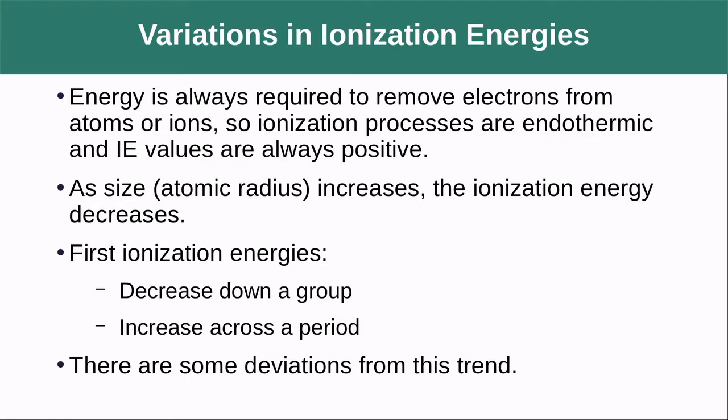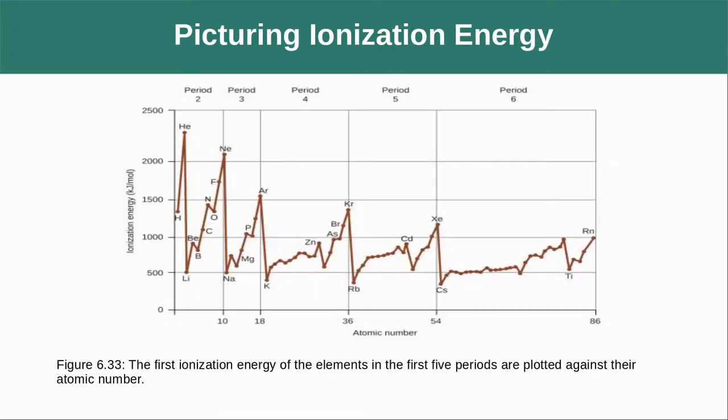What happens is as the size of the atomic radius of the atom increases, the ionization energy decreases. The electrons are being held further away from the nucleus. They're easier to knock one off. Periodically, you're going to see the first ionizations decrease as you move down a group, but increase as you move across a period. Here we can picture that trend.